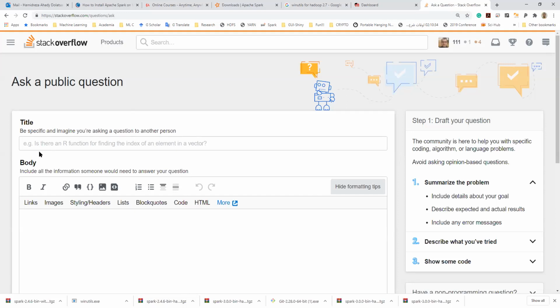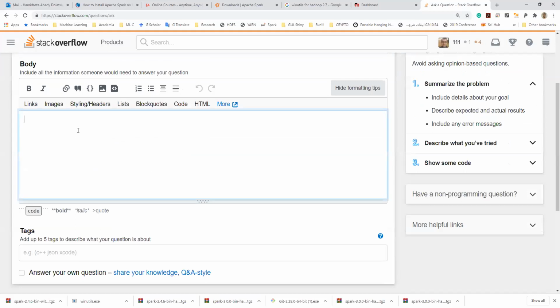For example, you see a sample question: is there an R function for finding the index of an element in a vector? So it's just a sample question. You can put a title for your question. Just a short title, generally talking about what you are asking. And in the body, you can put the details of your question. You can even take pictures and put them here.